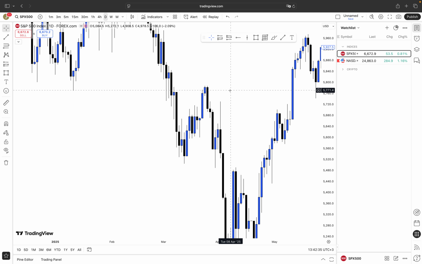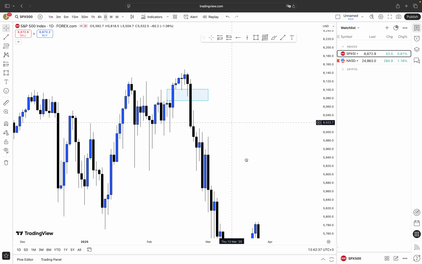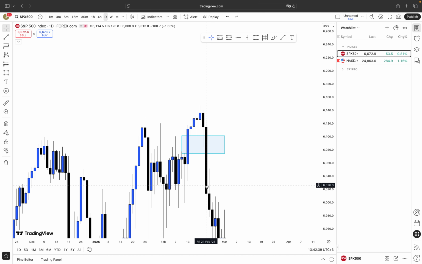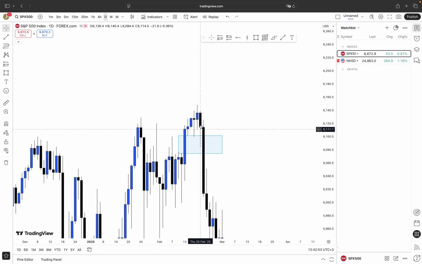So it's very important to understand that fair value gaps can only be inversed if the body of the candle closes, in the case of a bullish fair value gap, beneath the bullish fair value gap, and for bearish fair value gaps, above the bearish fair value gap. If it's only wicking in like this candle, it's a respect of the fair value gap.